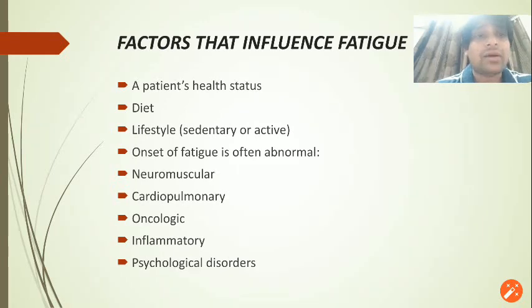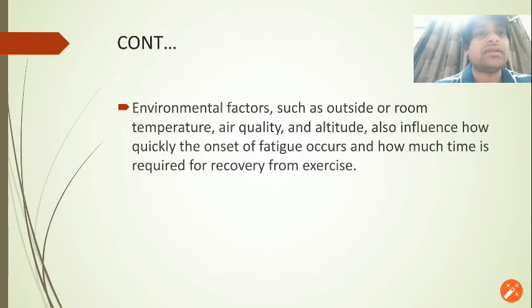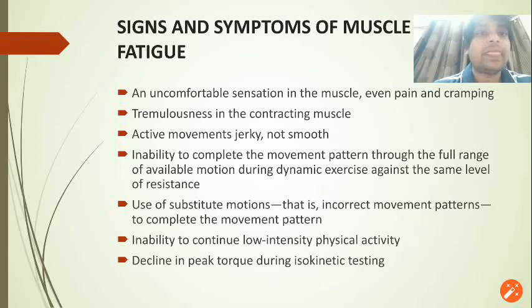Onset of fatigue is often abnormal in cases of neuromuscular disease, cardiopulmonary disease, oncologic conditions, and inflammatory and psychological disorders. Next are environmental factors such as outside or room temperature, air quality, and altitude, which also influence how quickly the onset of fatigue occurs and how much time is required for recovery from exercise.